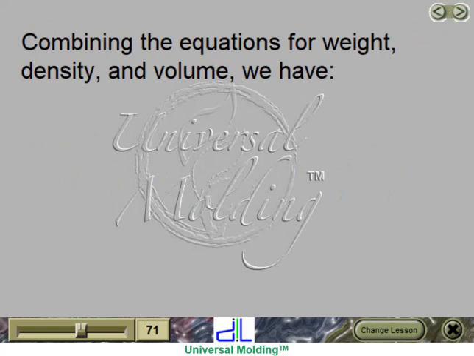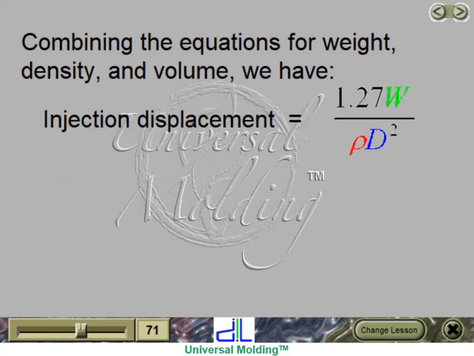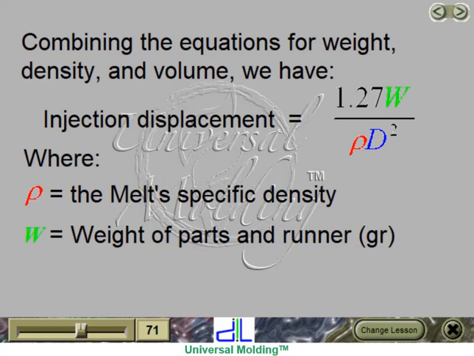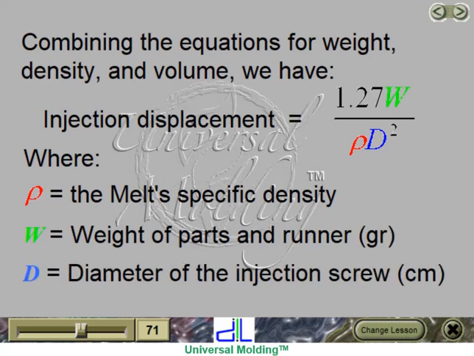Combining the equations for weight, density, and volume, we have injection displacement equals 1.27 W divided by rho times d squared, where rho is the melt's specific density, W equals the weight of the parts and runner in grams, and d is the diameter of the injection screw in centimeters.